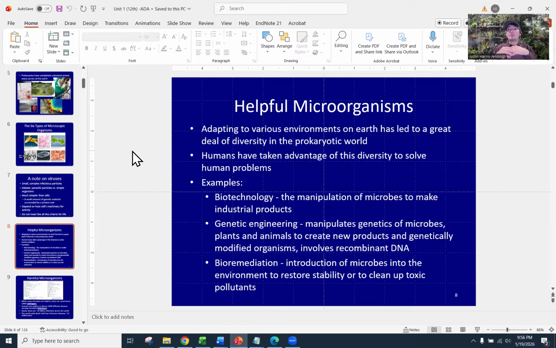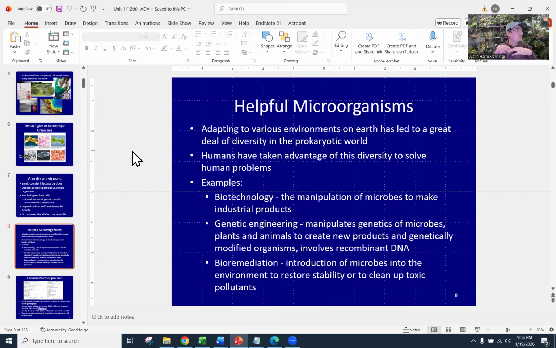We also have been taking advantage of fermentation and the fermentation of microbes for tens of thousands of years. I think 12,000 years is what I looked up earlier. And so we have been able to make breads and alcohols, and there's other things that are fermented that I can't remember.